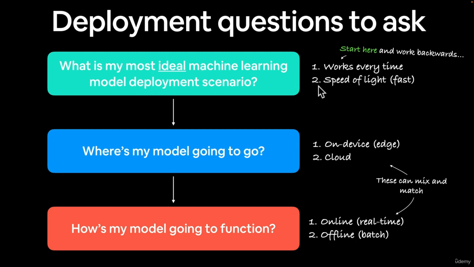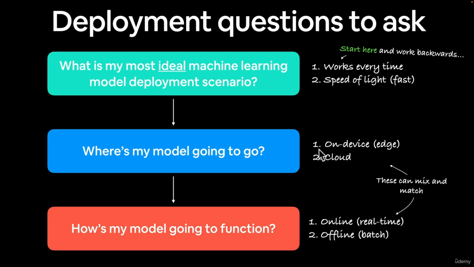And then number two is that it works very fast, as in it works at the speed of light. Why the speed of light? Well, because we're dealing with technology here, and computers can operate at their very fastest at the speed of light, because we're moving data around electronic components. We're not really going to get the actual speed of light. There's always going to be a little bit of a delay, but that's the most ideal use case. So here we go. For Food Vision Mini, it works every time and we've got the speed of light. That's our goal. So we have to start here and then work backwards to get towards here. Now next, where's my model going to go?